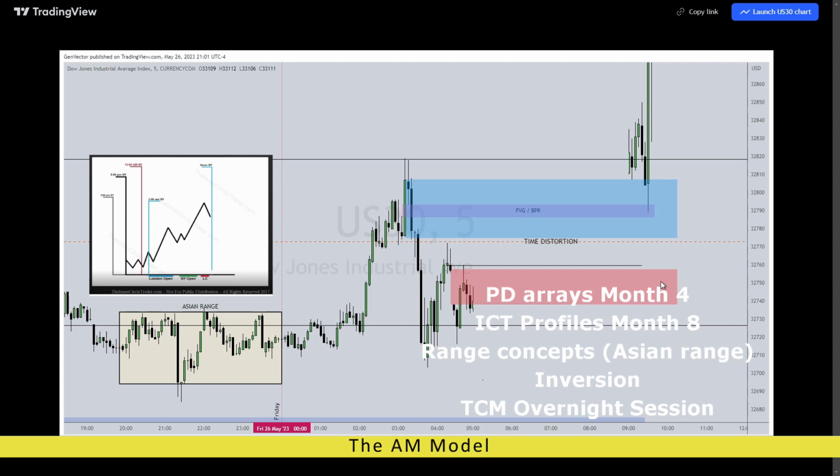And I'm blending a piece of time distortion, which came from St. Kish, or the currency merchant on Twitter and YouTube. And I'll put a link to his channel as well in the description.